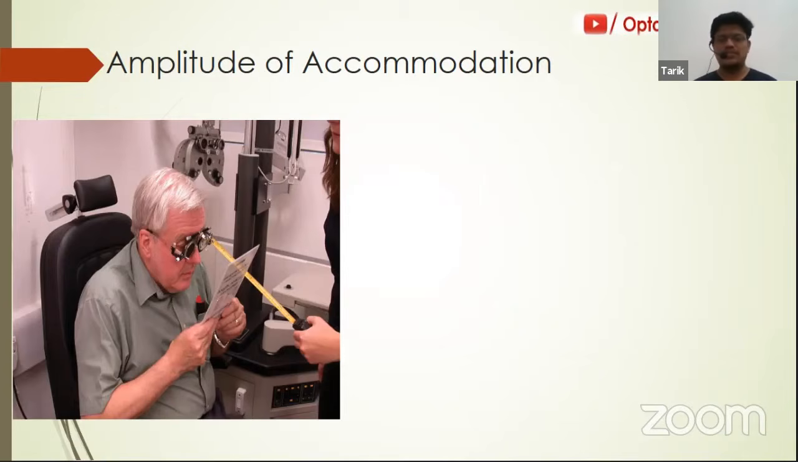So how do we do this test? We ask the patient to clear the image. The moment he says it is clear, we again increase the power of the lens. We do it until the patient says that even after a blink or even after trying, he cannot clear the image, which is called the sustained blur.